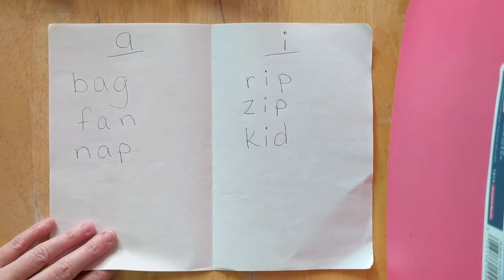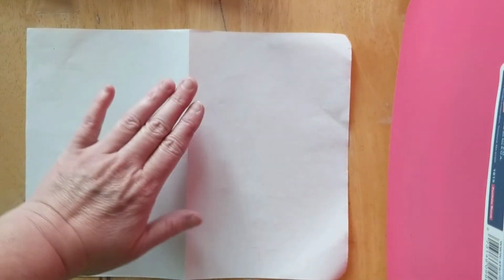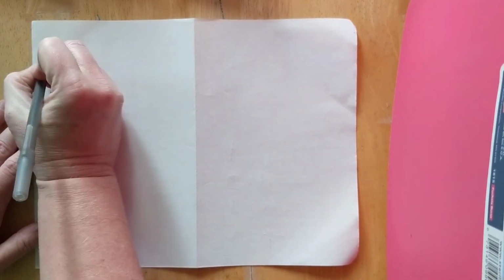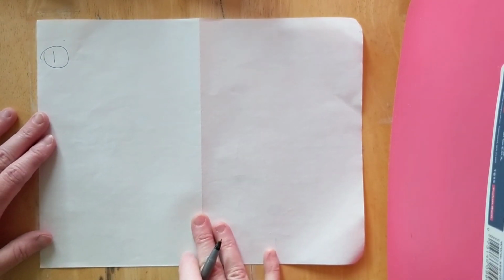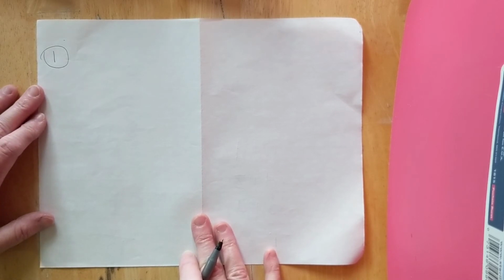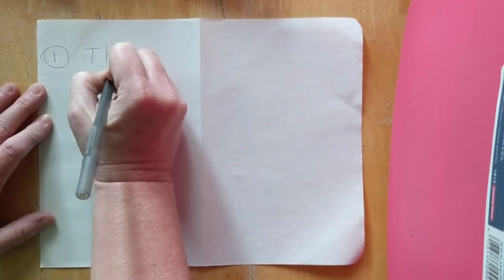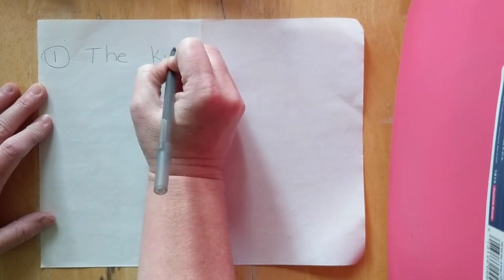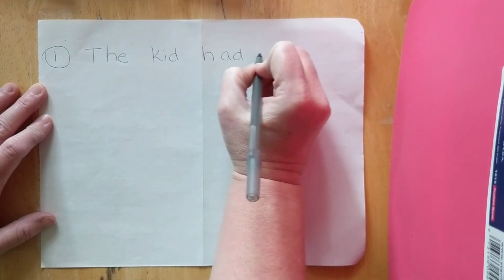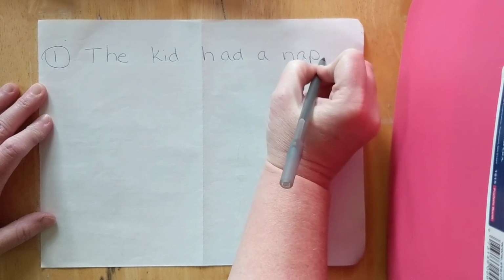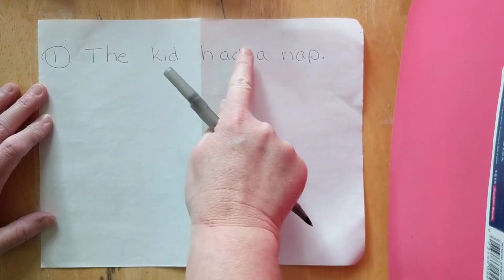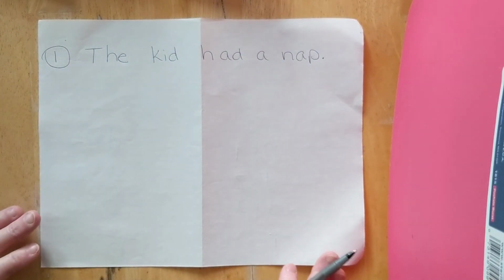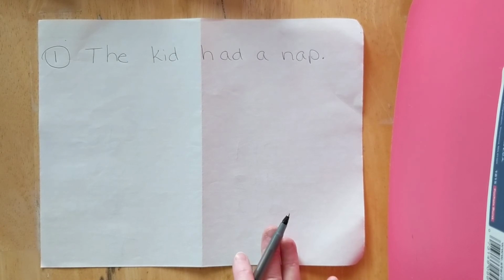Now what we're going to do is write a sentence. So we're going to flip our paper over and we're going to put a sentence on the back. And for our first sentence, I'm going to make a sentence that has two of our words in it. Are you ready? It's not going to be hard. The kid had a nap. I have my capital letter, I have my punctuation, and I have my spaces in between words. The kid had a nap.